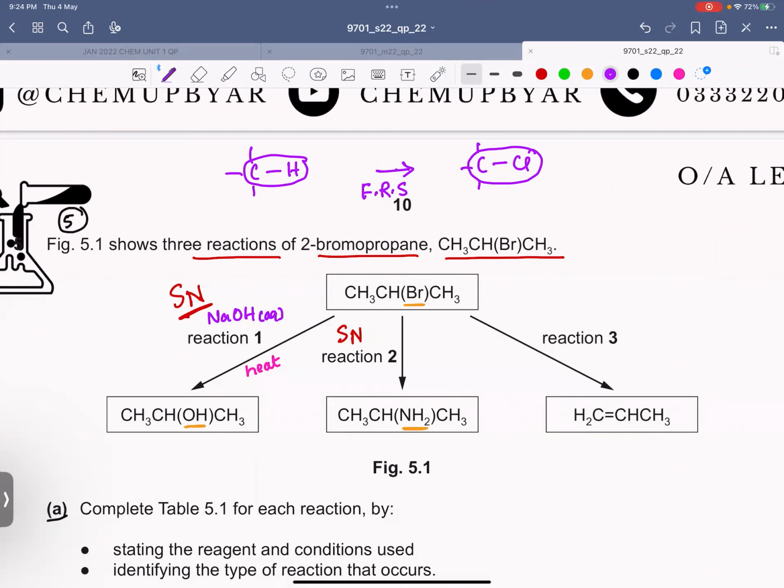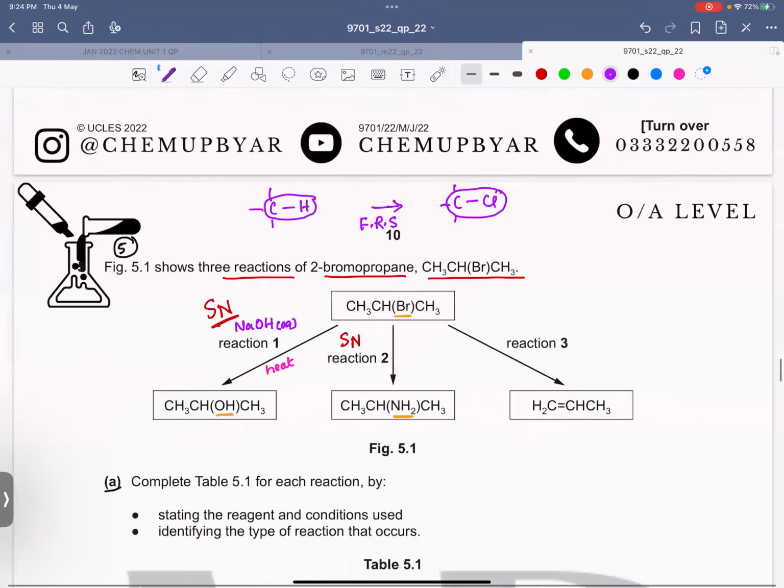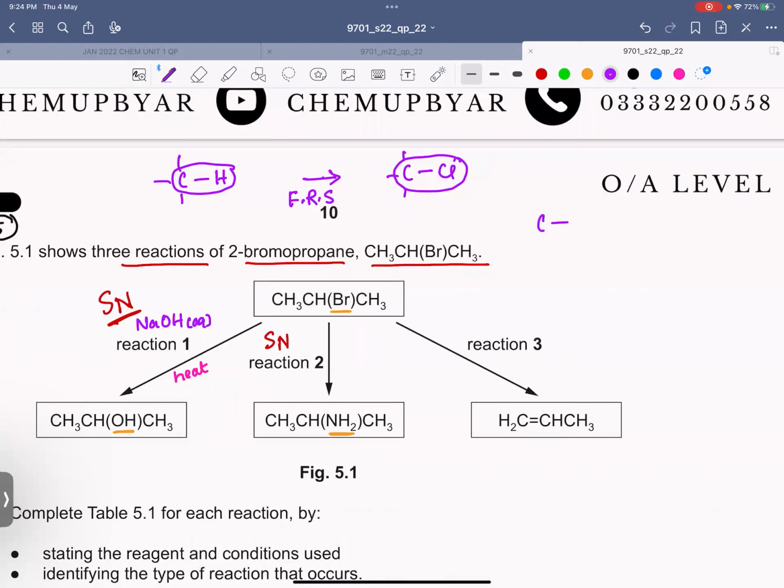Okay. But if carbon is bonded to any other group, and that other group is actually replaced by any other group, then that is always a nucleophilic substitution in AS level. There is no other substitution. Okay.